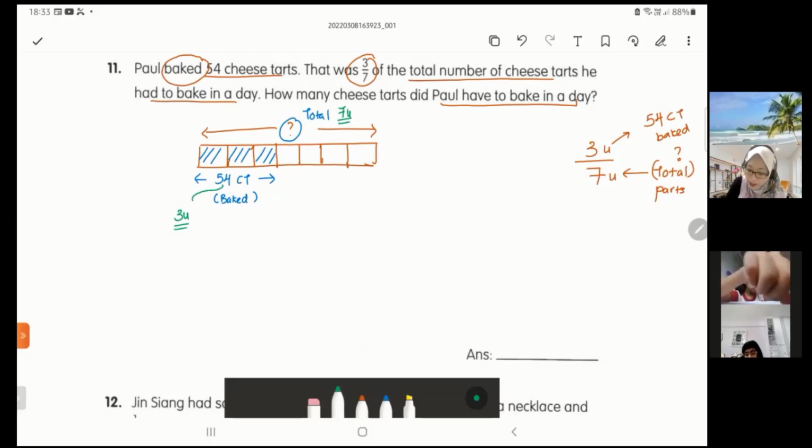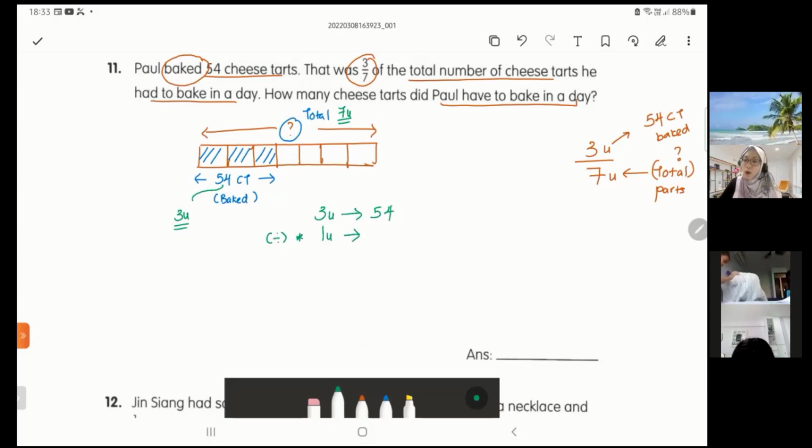Okay, how do we do this? 3 units is 54. To find 1 unit, remember I told you many times, is always divide. Always, always, always, forever divide. So 54 divided by 3. How do we divide? You can do your working, okay? So for problem sums, right hand side is always your working. Then you do your working, 54 divided by 3 like that. If you divide, you're going to find out it's 18.